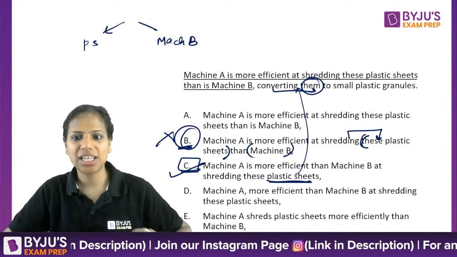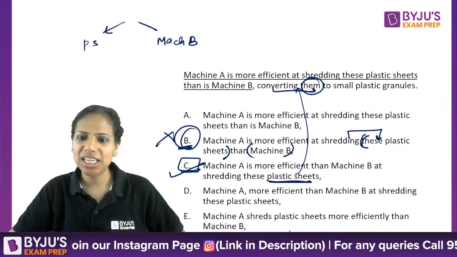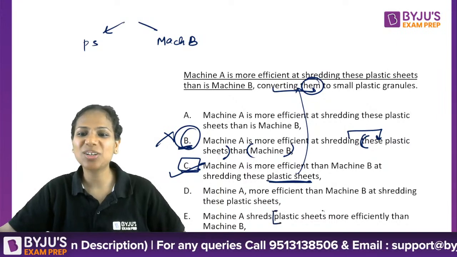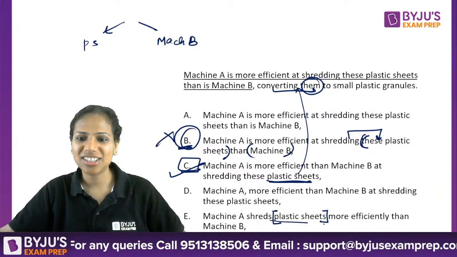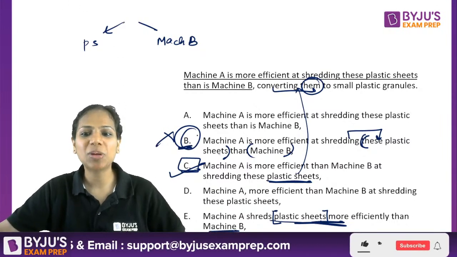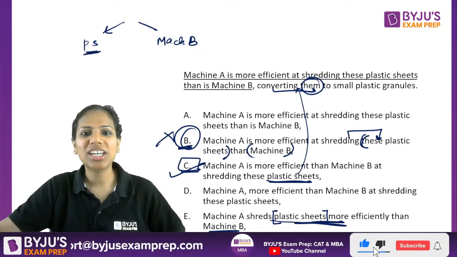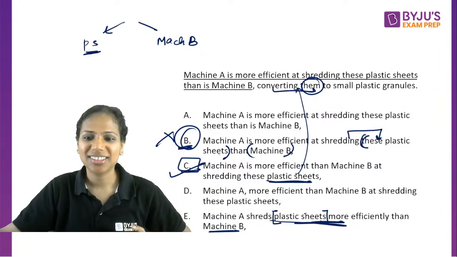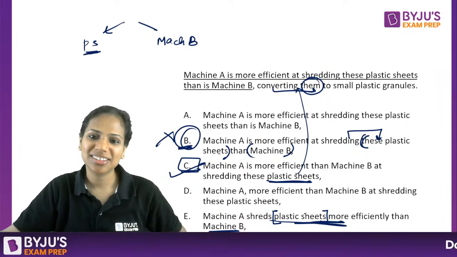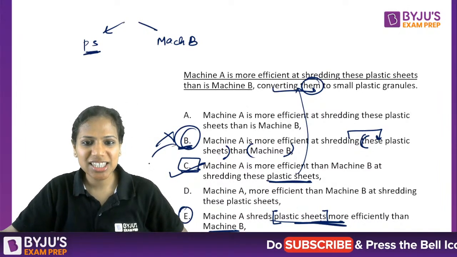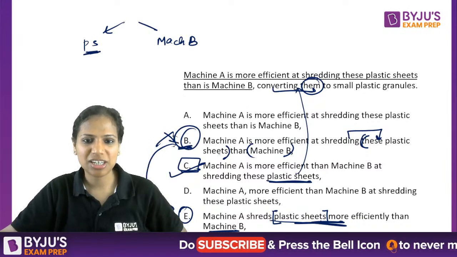Acha, now E, yes. Let's look at E. Machine A shreds, again, the same error. Machine A shreds plastic more efficiently than machine B. That means it can shred plastic sheets also. It can shred machine B also, but it shreds plastic more efficiently than machine B. Right? So again, it retains the same error as B.